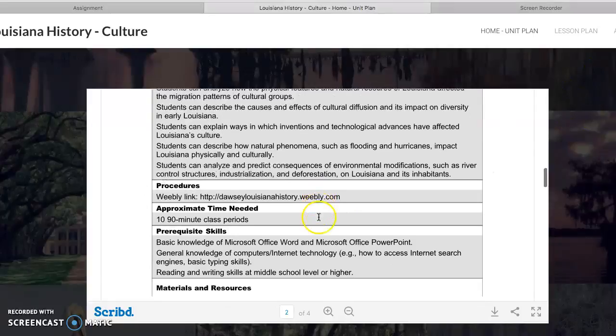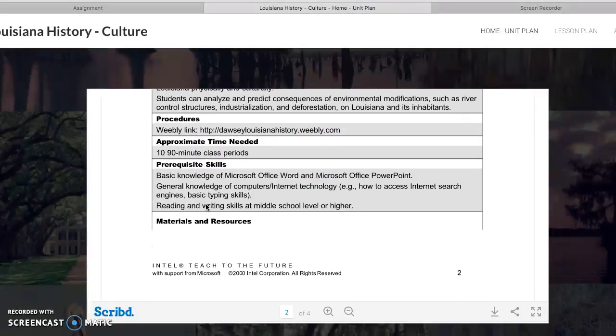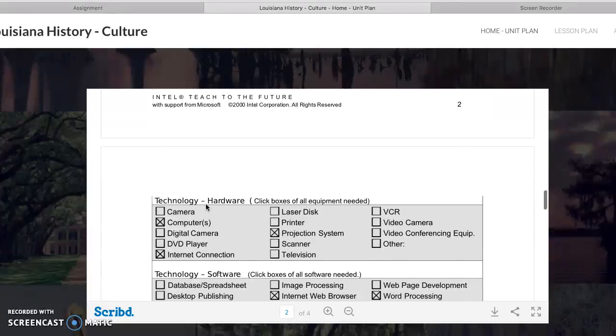Here's my Weebly link. I'd need 10 90-minute class periods to do the entire unit. The lesson plan itself is only going to take 2 class periods. Prerequisite skills: they just need to know how to use Microsoft Office and PowerPoint, how to access internet searches, how to access this website, and they need reading and writing skills at a middle school level or higher.